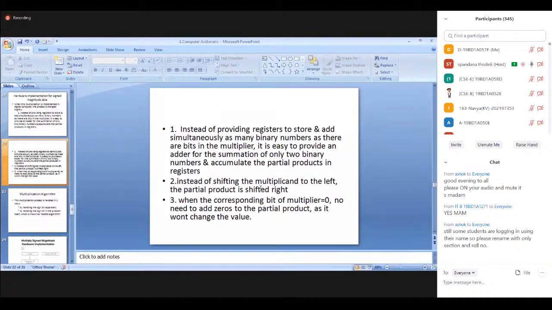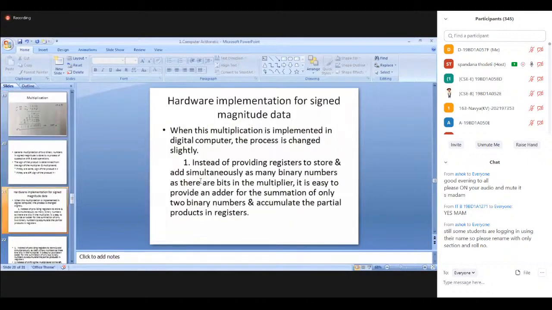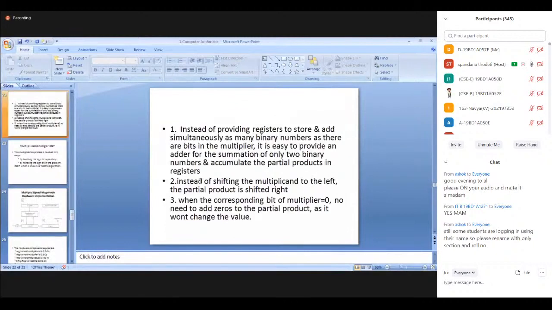Second change is, here while writing the partial products, you are moving one bit to the left side. In case of a computer system, the partial product is moved to the right side. We'll see the example. You just see what are the steps to be followed, what are the steps to be changed. Second step is, move to the right side.